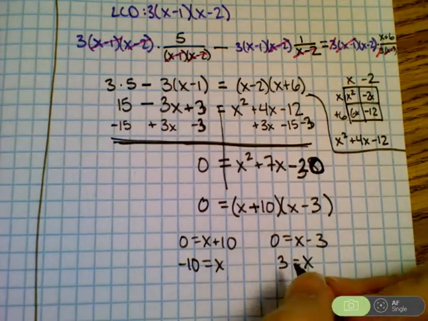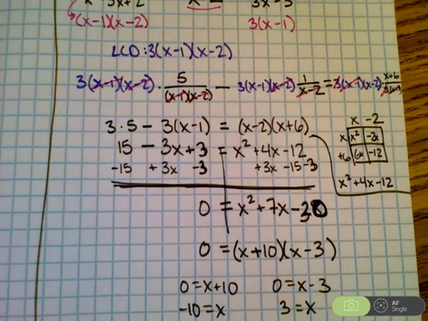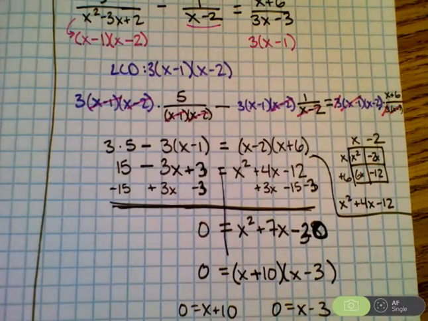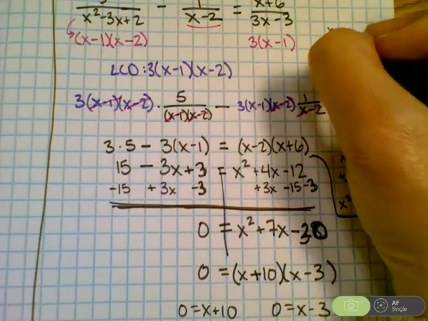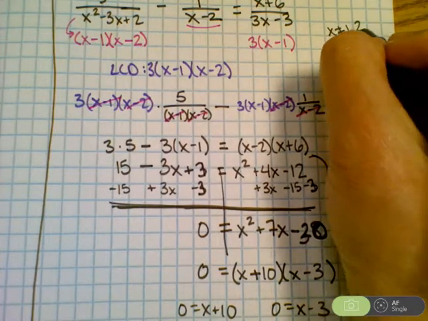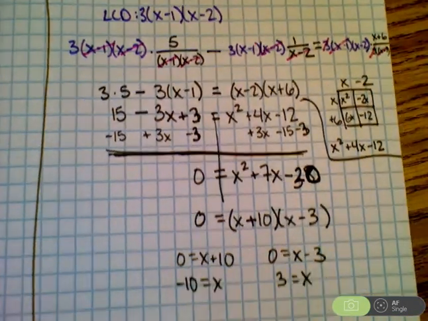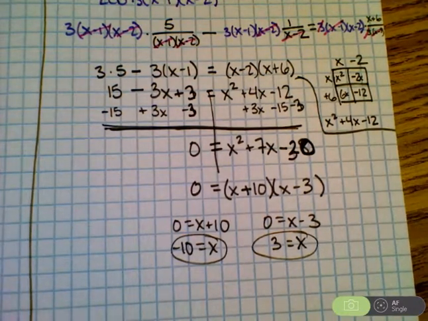I look back to the very beginning just to make sure those aren't excluded values. And again, the way I know that is from looking at these denominators. So my excluded values for this, x couldn't equal 1 or 2. Well, the negative 10 and the 3 are not 1 or 2. So those are the two solutions for this problem.